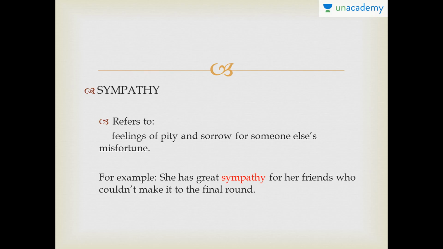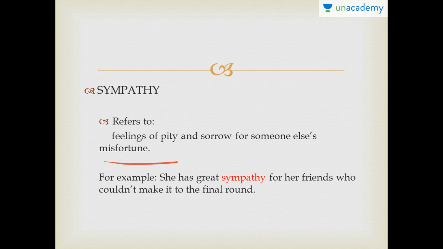So the next word, like I said, is sympathy. Now, sympathy basically refers to the feeling of pity and sorrow for someone else's misfortune. You see, it's someone else's misfortune. In case of sympathy, you are not the unfortunate one. You are a privileged person who is feeling pity or sorrow for someone who is underprivileged. So that is sympathy.